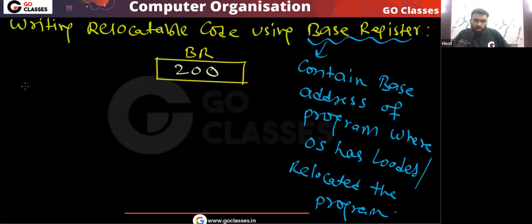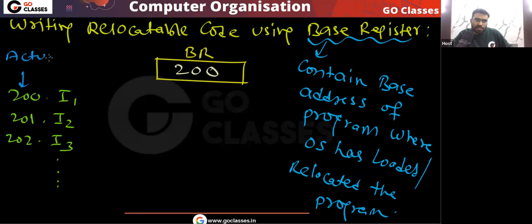Now you have your code. Your code is something like this. At 200, you have instruction 1. At 201, you have instruction 2. At 202, you have instruction 3, and so on. These are actual physical addresses. These are actual memory addresses.